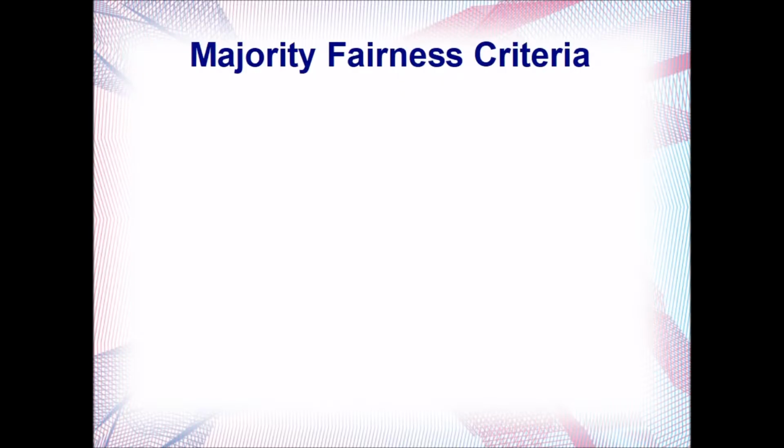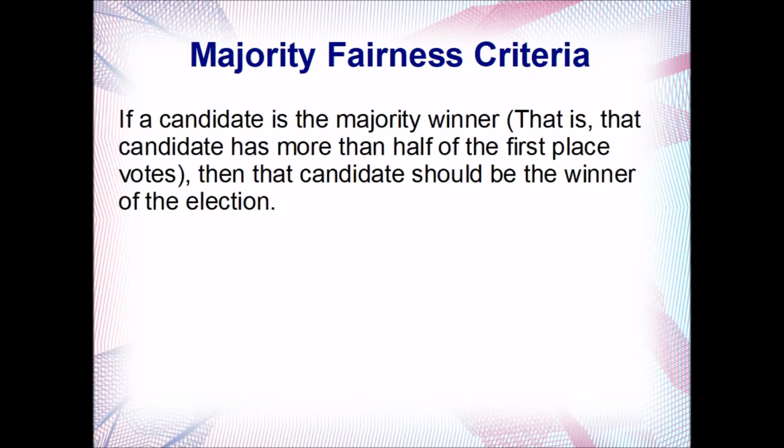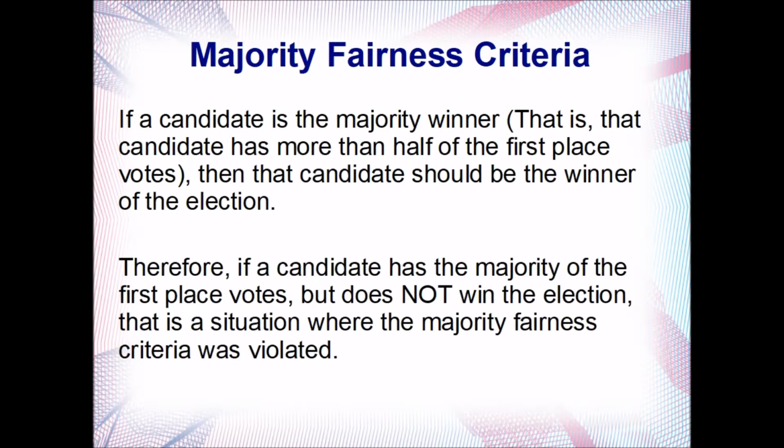So the first one is called the majority fairness criteria, and it says this: if a candidate is the majority winner, that is, that candidate has more than half of the first place votes, then that candidate should be the winner of the election. Or in other words, if a candidate has the majority of the first place votes, but does not win the election, then this is a situation where the majority fairness criteria was violated.